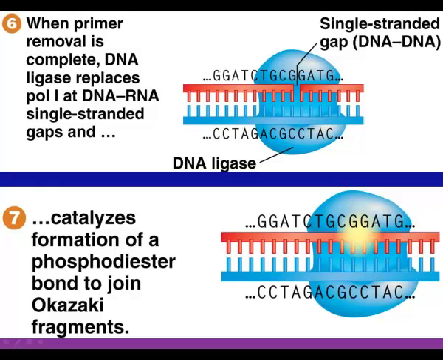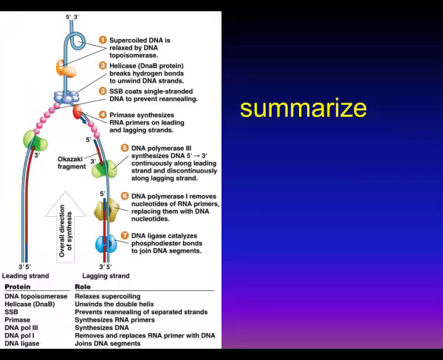When the primer removal is completed, DNA ligase replaces DNA polymerase 1 at this very precise location where there is a single stranded gap. DNA ligase then catalyzes the formation of a phosphodiester bond and joins the Okazaki fragments. And at this point, the DNA synthesis process is complete.